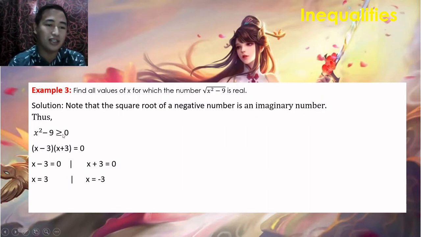Next, i-equate lang nato to 0 and then we factor. Factor of x squared minus 9 is x minus 3 times x plus 3. Equal lang ito ni 0. I-solve ang mga roots niya. So, this is x minus 3 equals 0 and x plus 3 equals 0. Next, ang x minus 3, mo siyang x equals 3. Ang x plus 3, x equals negative 3.